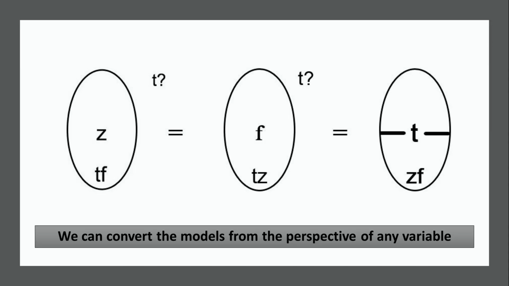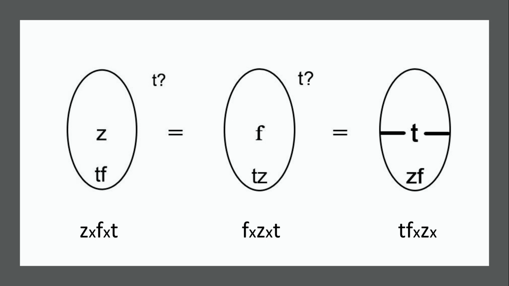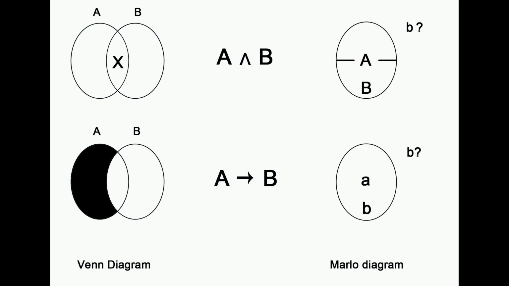We can convert the models from the perspective of any variable. In formal language, subscript x functions as a universal quantifier. We observe that the model of T is divided. A part of T is associated with Z and F. But there is another part of T indeterminate in the premises, and that is indicated in the previous models as T question mark. Each region of the models shows one of the possible combinations between two variables. The meaning of the blanks within a model depends on the context.